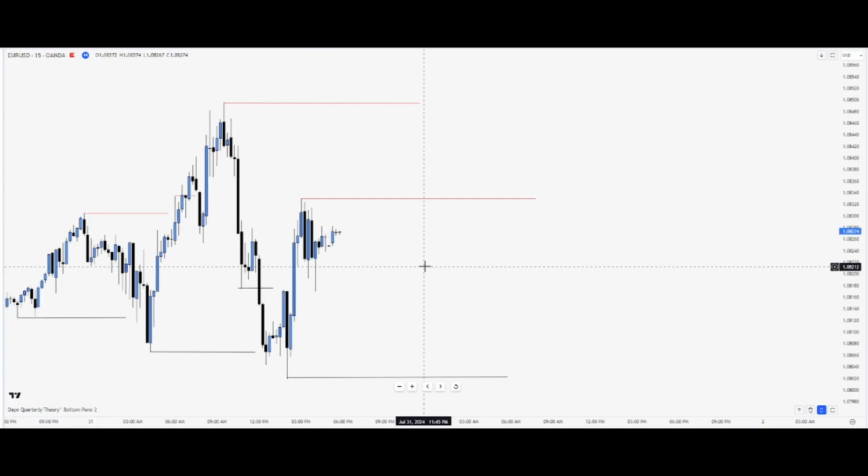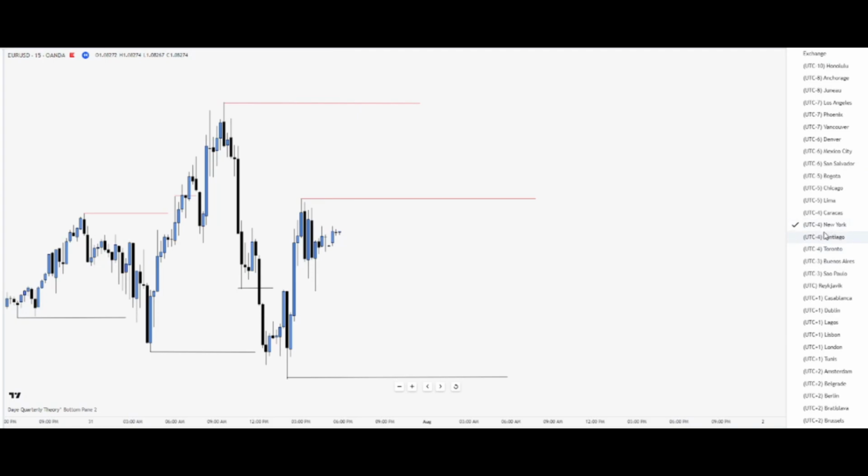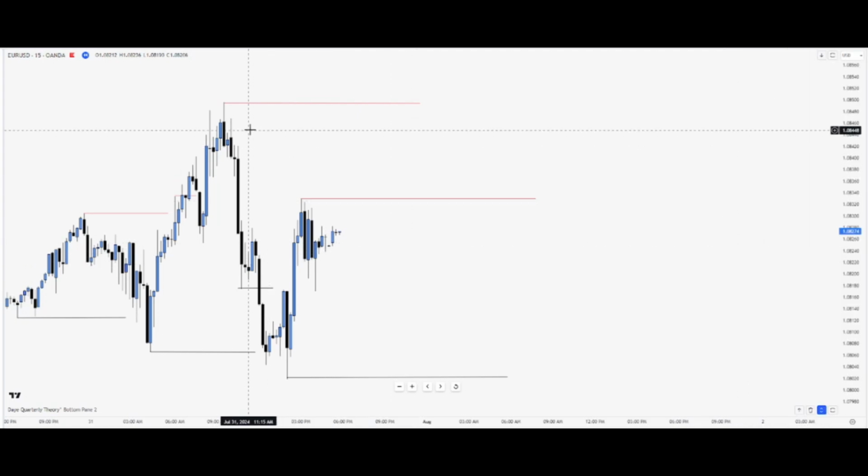The time we're using right here is the New York time. You can look at the bottom right of the screen. You can see everything is set to New York time right here. So if you don't want to outline these previous sessions manually just the way I've done it, what you can do is go to indicators.